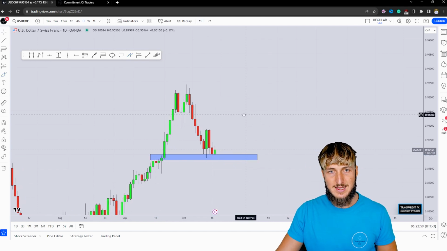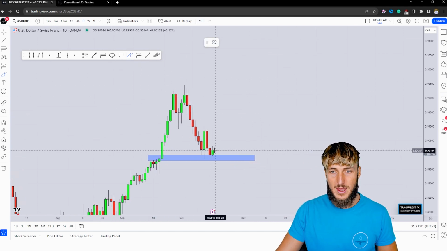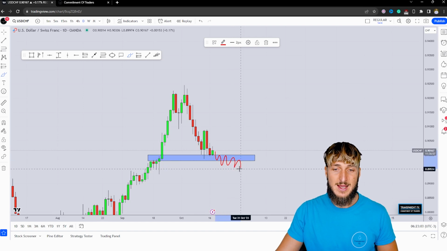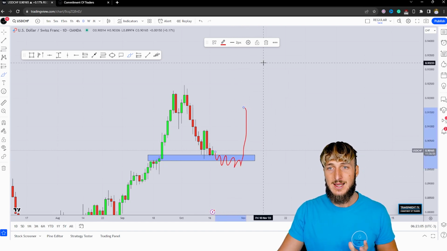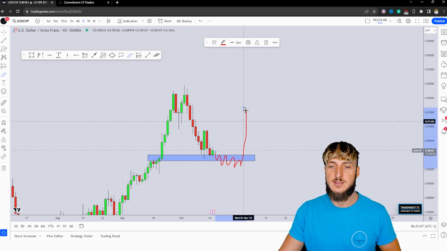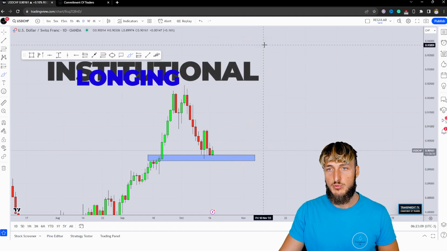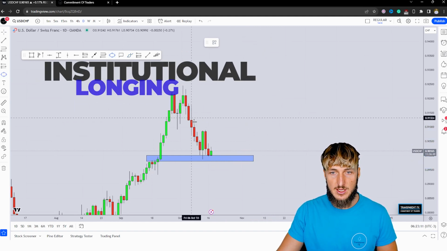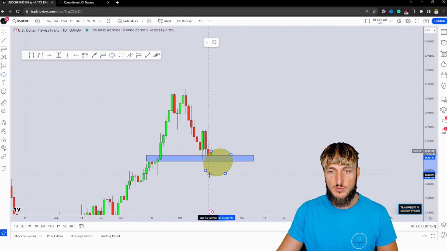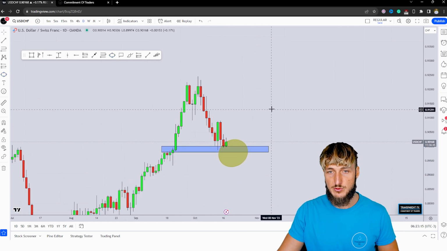So this means that especially if the market could go and dip below the support, that would increase the probabilities that after a manipulation like this, we could see institutional longing pushing the price higher, because this is an area inside of which we could see more longs added from an institutional perspective.